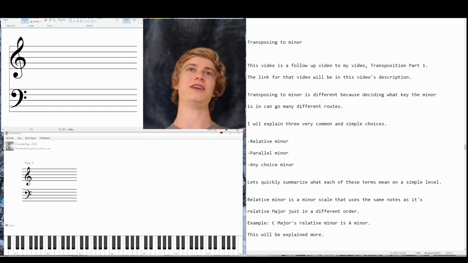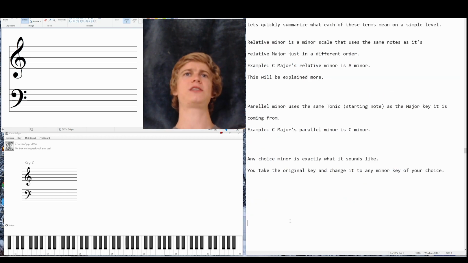Transposition to minor is different because deciding what key the minor is can go many different routes. I will explain three very common and simple choices. So first we have a relative minor, second we have a parallel minor, and third we can have any choice minor. Let's quickly summarize what each of these terms mean on a simple level.